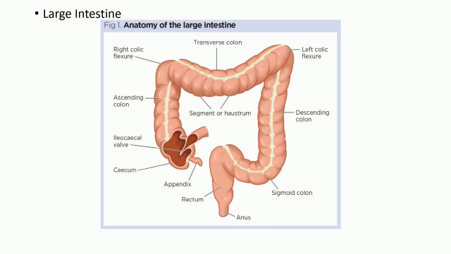A small part called the appendix is attached to the first part of the large intestine. Appendix is a muscular structure attached to the large intestine in the human body. It is a narrow tube which resembles a worm. The food which is not digested in the small intestine enters the large intestine. Then the undigested material is thrown out of the body through the anus.